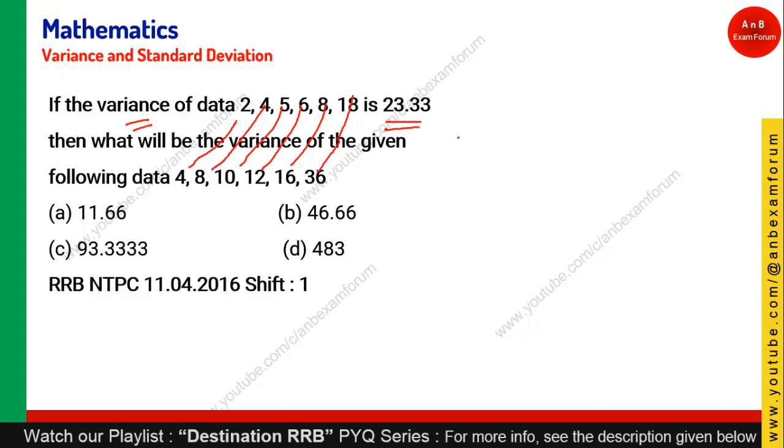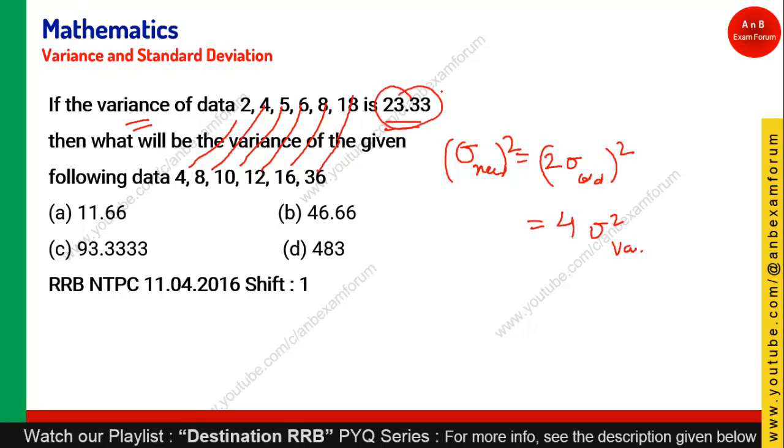Coming to the variance, since this is my new sigma, it will become twice the old one. And the new variance is what? Square. So you need to take the square of this, so it will become 4 times the old variance. If you multiply 23.33 by 4, you will get what? Option C, 93.33. So option C is the right answer.